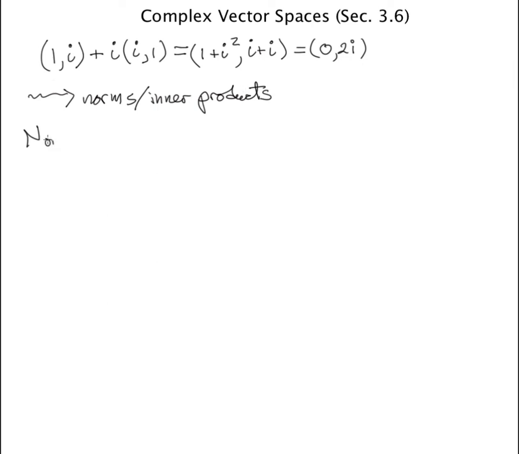And let's look at norms first and see why there's an issue here. So the triangle inequality says that the norm of v plus w, sorry, I should write it in the other order, the norm of v plus w is less than or equal to the norm of v plus the norm of w. This is the triangle inequality in a real vector space.